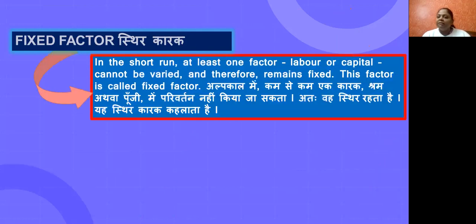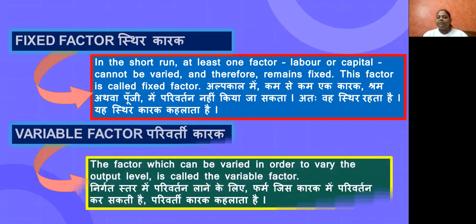So what is a fixed factor? A fixed factor is that factor which will not change in the short run and remains fixed. And a variable factor is that which will change to increase the level of output.